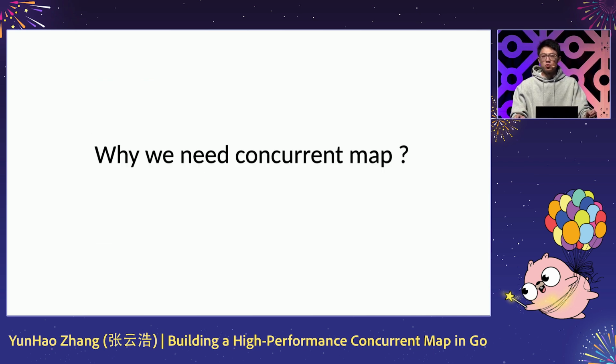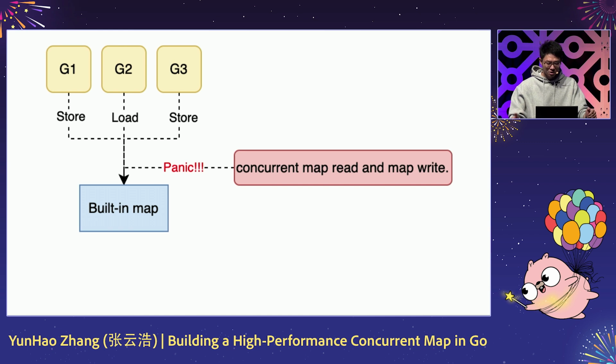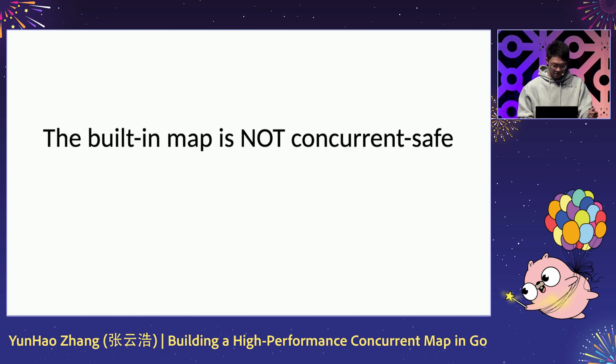So the first question is why we need a concurrent safe map. In Go, we can easily use multiple CPU cores via coroutines, which is good. But when we use multiple coroutines to read and write the built-in map at the same time, unfortunately, the program will panic and show a message like concurrent map read and map write. This is because the built-in map is not concurrent safe. So coming back to my earlier question, we need a concurrent safe map because the built-in map is not concurrent safe and we have concurrent works.